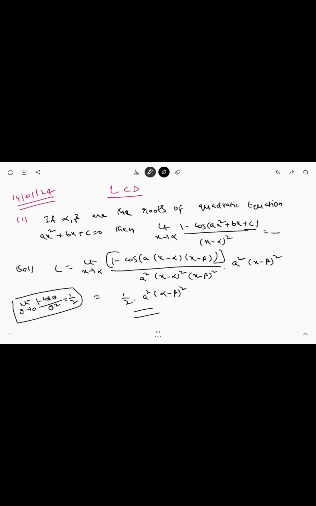So let us go to the second problem. I'll give the same model numerically. Second one is limit x tends to 3 of 1 minus cos of (2x square minus 7x plus 3) by (x minus 3) whole square. So it is the same as the previous problem. It is enough to find what are a, alpha, beta.